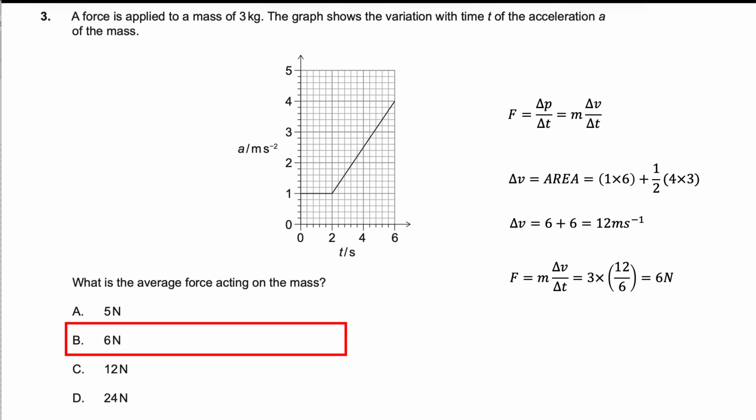And like I say, this is a good example of a non-constant quantity. We've got a changing force becoming an average constant one. I hope you've understood the analysis here. As I say, this area is really important. I've noticed it's coming up a lot now. Change in speed is the area under here.